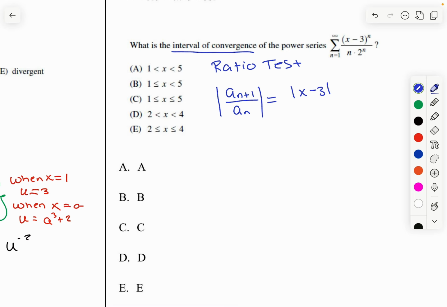The only thing at risk of being negative is that x minus 3, so the absolute value hugs that. This is my n plus first term. Rather than do division, again, just a little bit of help, that is that. And then dividing by this, we might as well multiply by the reciprocal.